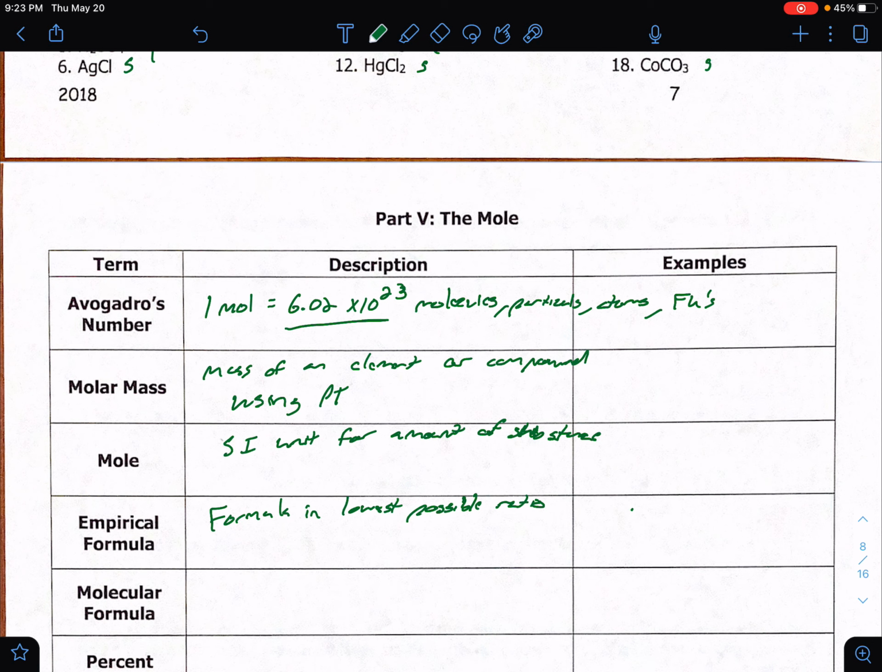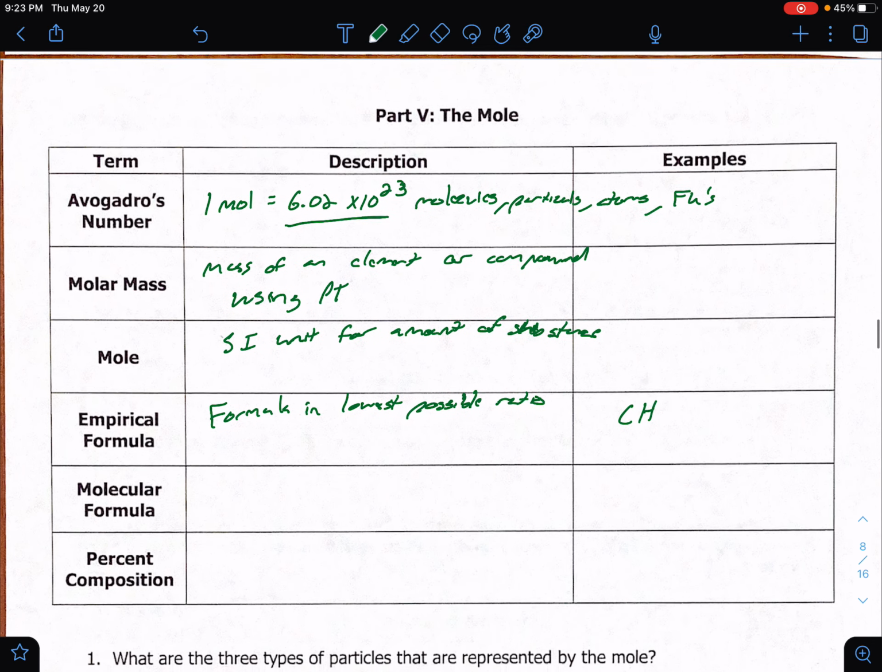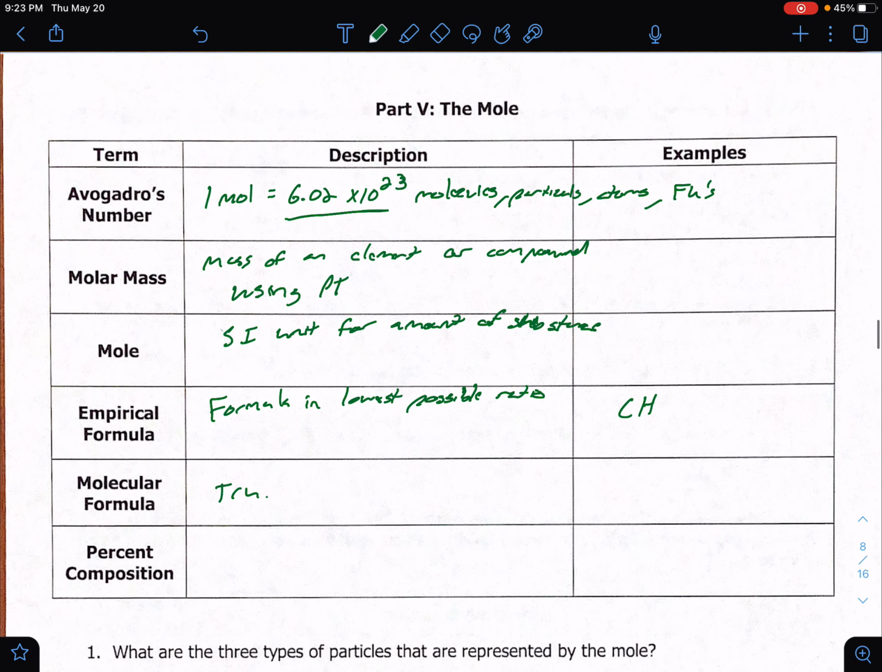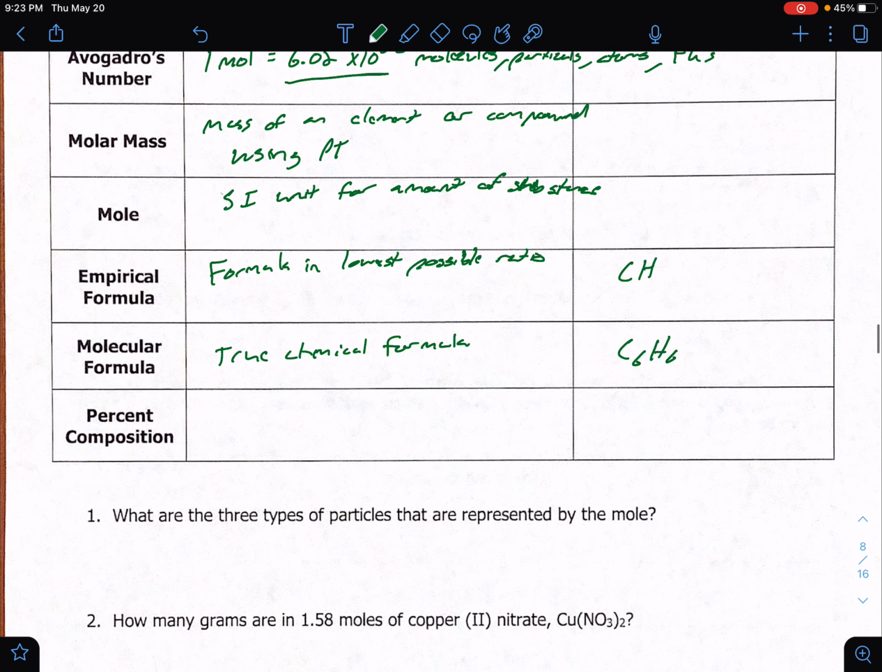So something like that would be like CH. Molecular formula is the true chemical formula. So that would be like maybe like C6H6. And then percent composition, this is basically just the percent of an element in a compound. The way we do that is we find the part, or the element, divided by the whole times 100.